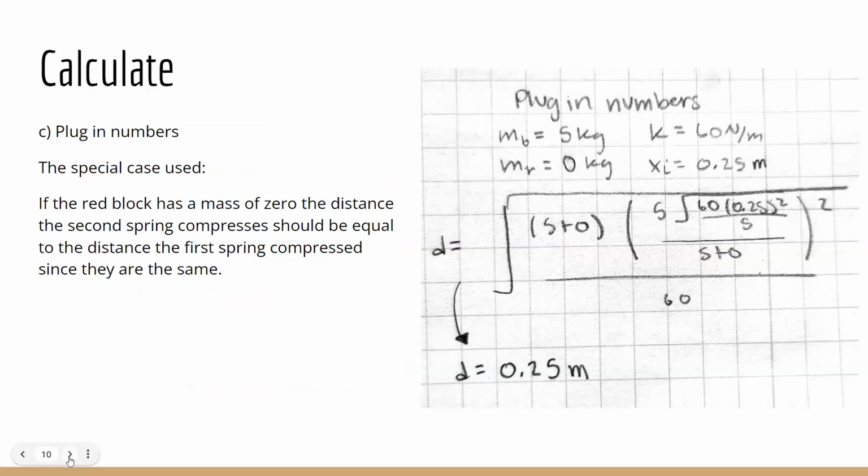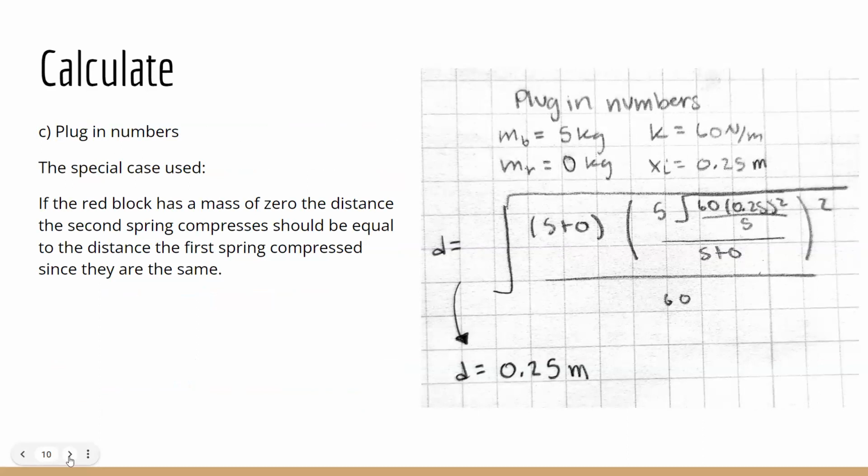We weren't given any numbers in the equation, so these were just made up. The special case that we used was if the red block, the block initially at rest, had a mass of 0, because if it has a mass of 0, the second spring should compress to be equal to the distance the first spring compressed, since they are the same type of spring.